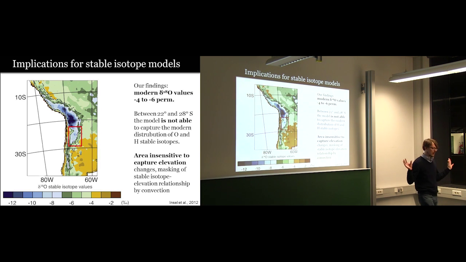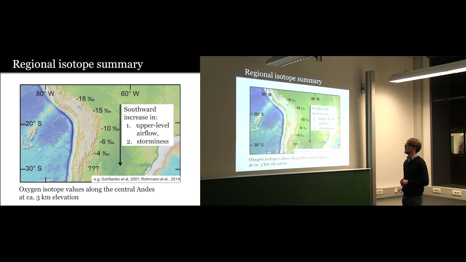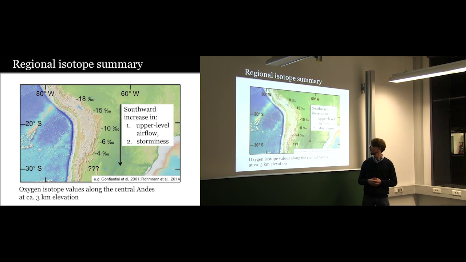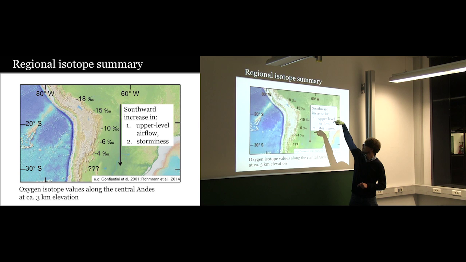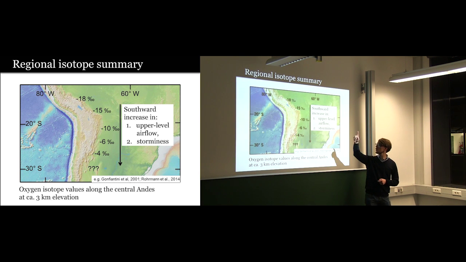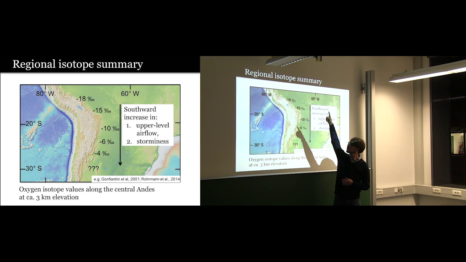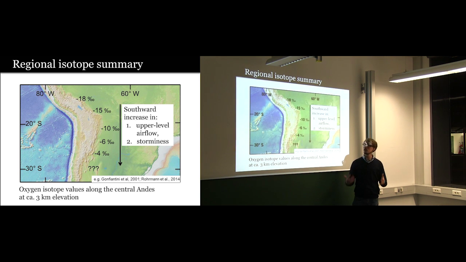So if we step back and look now at the regional isotope distribution, this is a summary also using Gonfiantini et al. 2001 data, and recently there's some more data published. You see this kind of trend along the Andes when you go southward. In Bolivia or north of the band, at a certain elevation, I only plotted data at circa 3 kilometer elevation, the isotope values are quite negative, between -18 to -15 per mil.